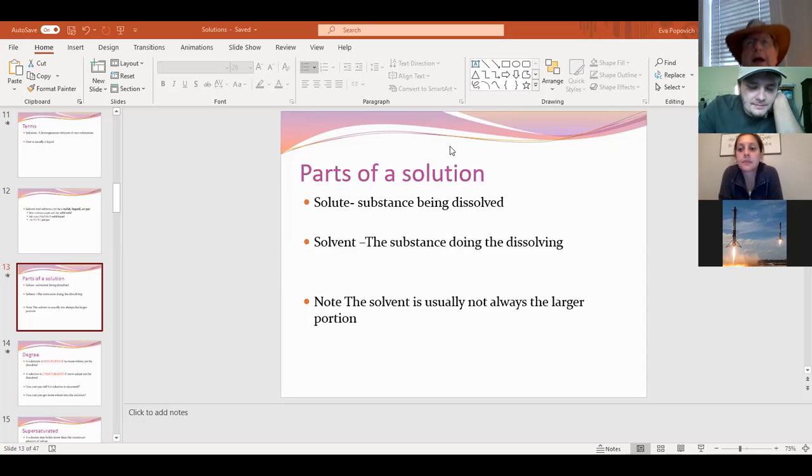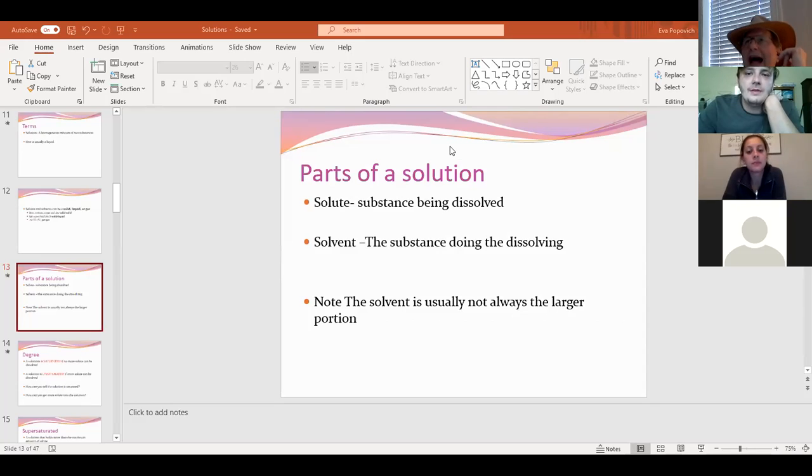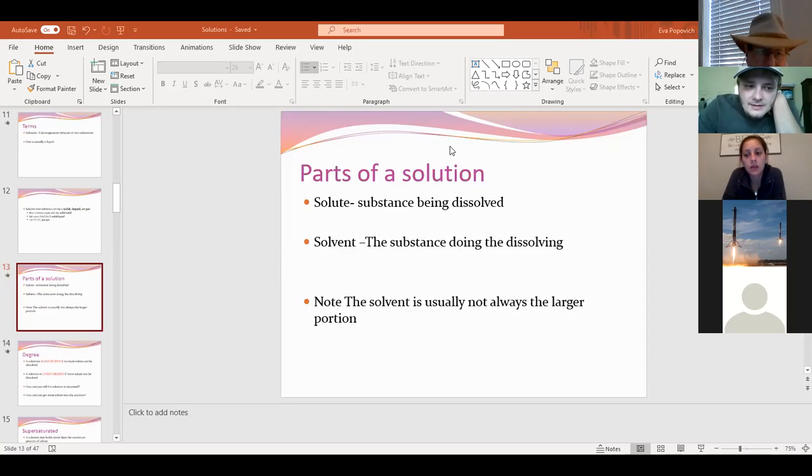If you want to make napalm, you put styrofoam in gasoline. What's getting dissolved? The styrofoam. So is that the solvent or solute? Solute. And what's doing the dissolving? The gasoline.